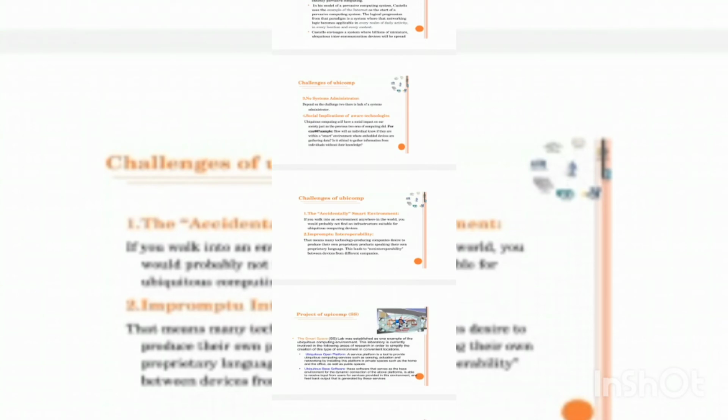Next, system administration depends on the challenges too. There is a lack of a system to administer the social implications of our technologies. Ubiquitous computing will have a social impact on our society, just as the previous eras of computing did. For how will an individual know if they are within a smart environment where embedded devices are gathering data? It is neither ethical to gather information from individuals without their knowledge.